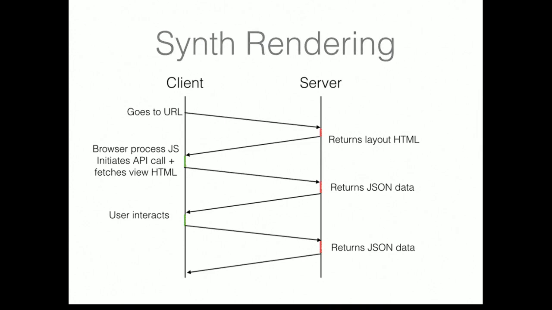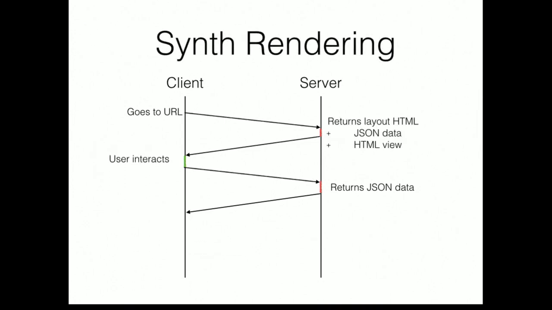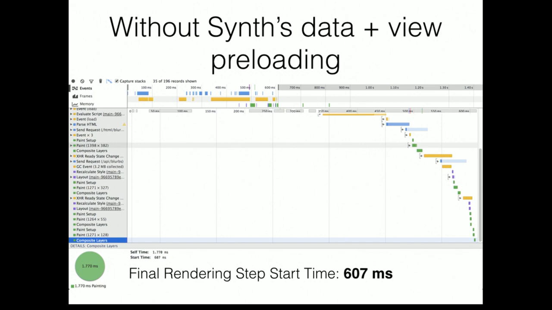So Synth tries to fix the problem by getting the best of both worlds, where the server returns upon the initial visit the layout HTML, plus the data that would have been requested from the API, but basically makes it available to the Angular application as a global variable. And then it also makes the HTML view available from within the HTML. I'll show you on the next slide exactly how that happens. You're probably wondering how it is sent. Actually, before that, let me show you the benefits of doing it.